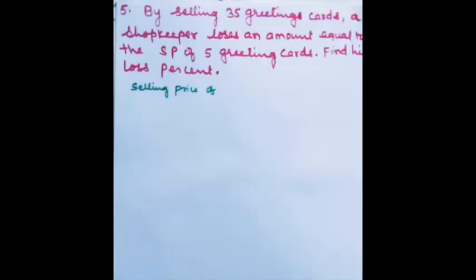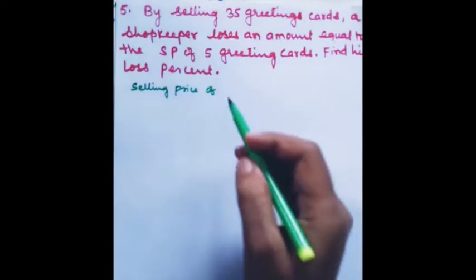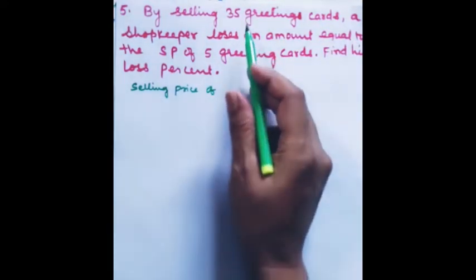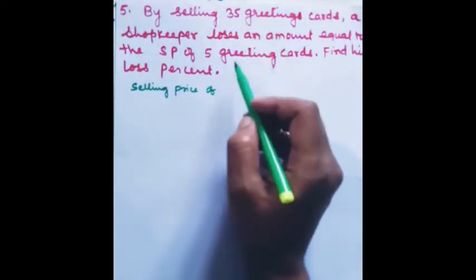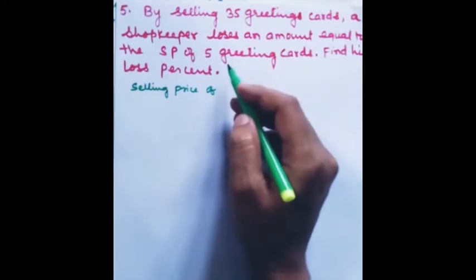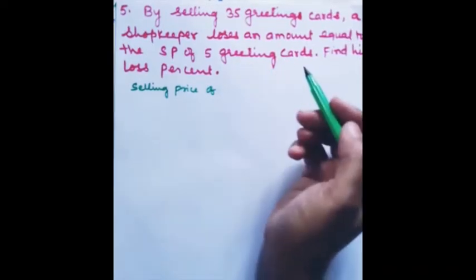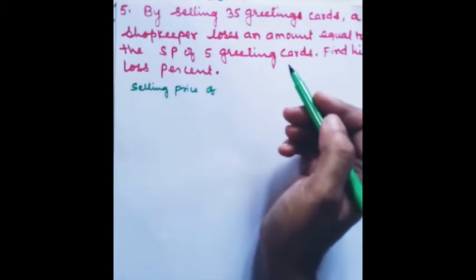Children, let us now see the next question. By selling 35 greeting cards, a shopkeeper loses an amount equal to the SP of 5 greeting cards. Find his loss percent. Now, this is one of the types of questions, children, we should understand how to do. Here you see, nothing is given directly. He says when the shopkeeper sells 35 greeting cards, he loses the amount equal to the SP of 5 greeting cards. So we have to find the loss percent.